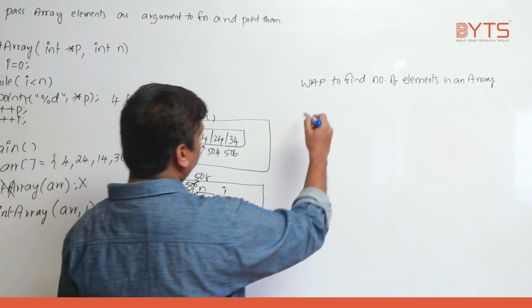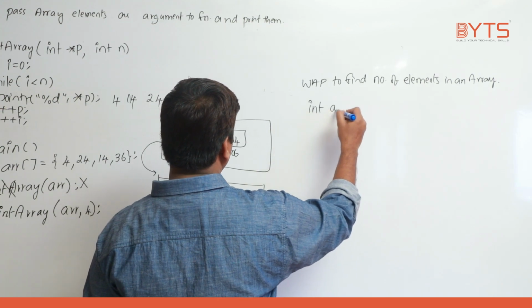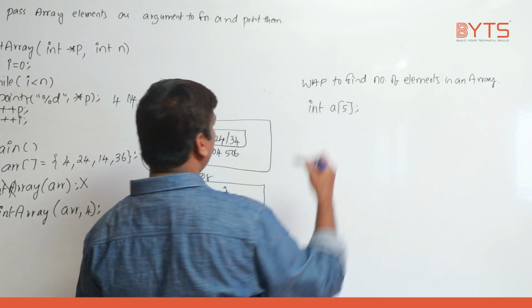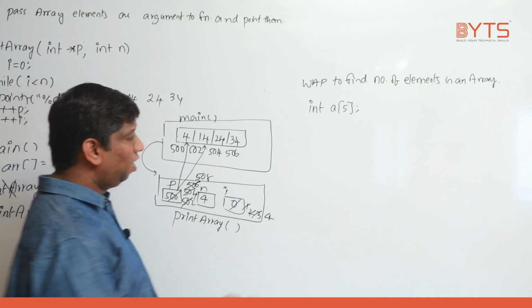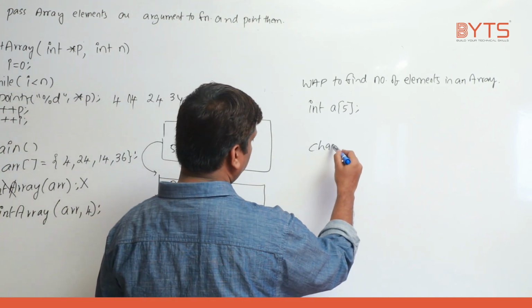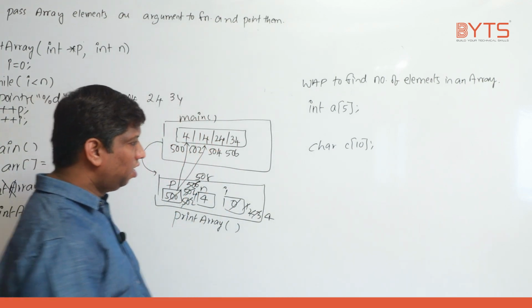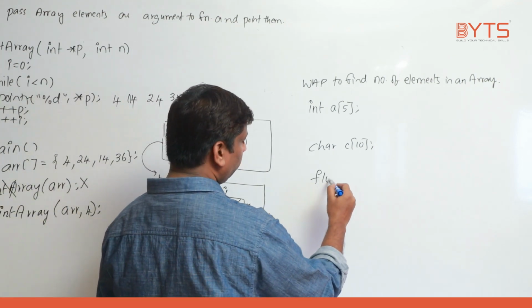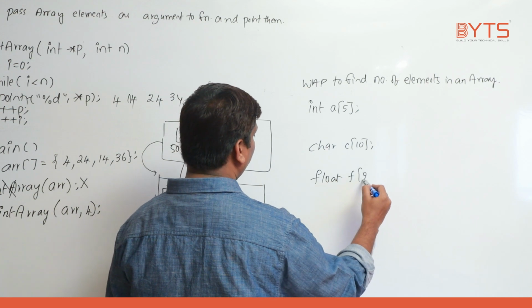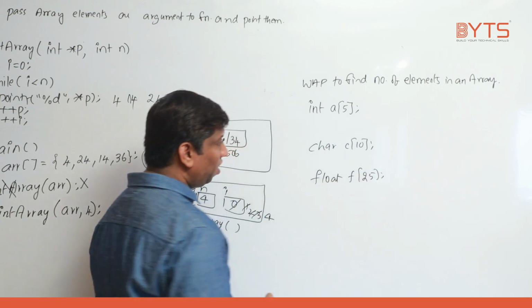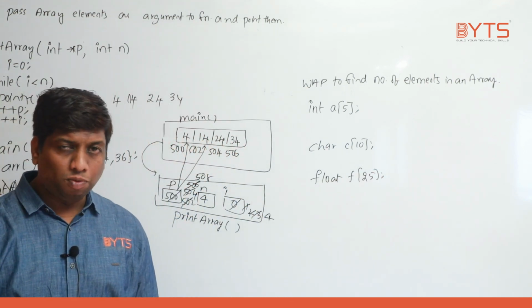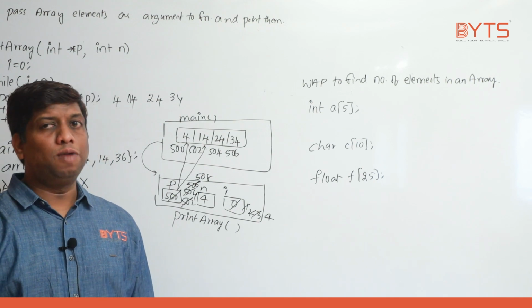Let us take int a[5]. In this array, how many elements are there? 5 elements are there. Let us take char c[10]. In this array, how many elements are there? 10 elements are there. Let us take float f[25]. In this array, how many elements are there? 25. Now we need to write a standard formula where it will give you the number of elements in an array.